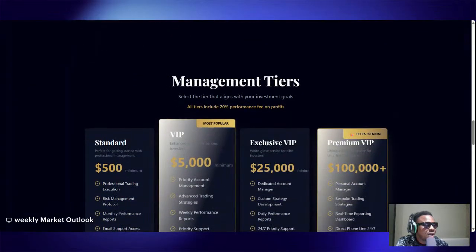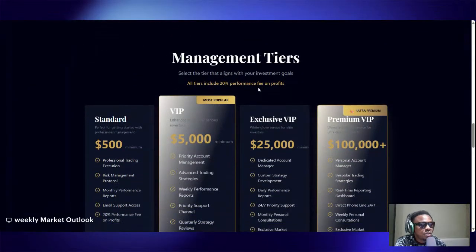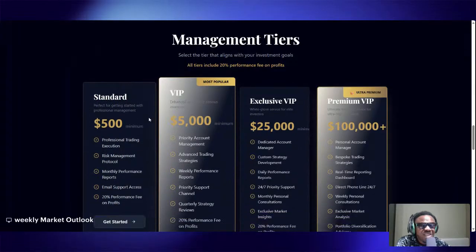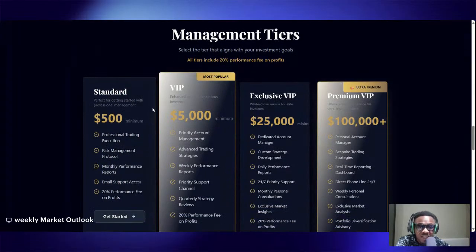But this is our management tier. You could join me directly. Understand, this is personalized fund management or account trading, whatever you may call it, because the money will be in your own account. You're not sending me the money. You can copy those trades automatically with at least a $500 minimum.